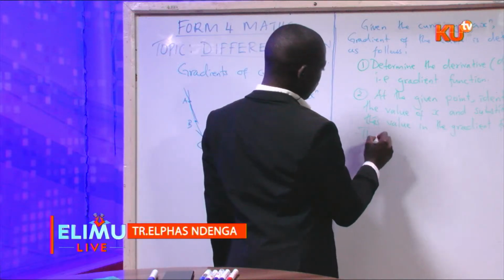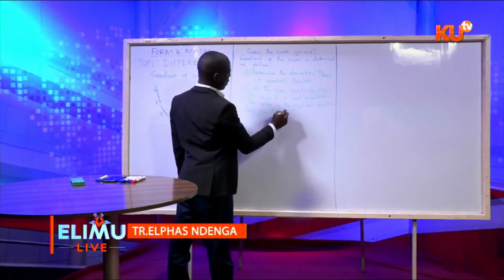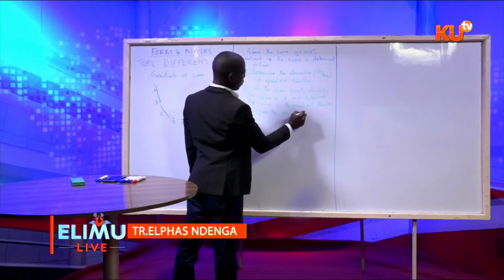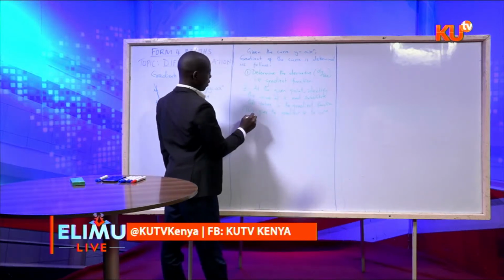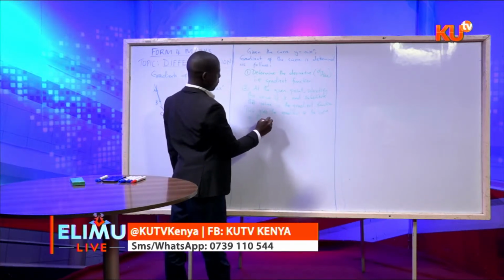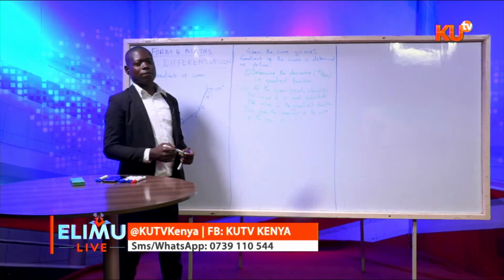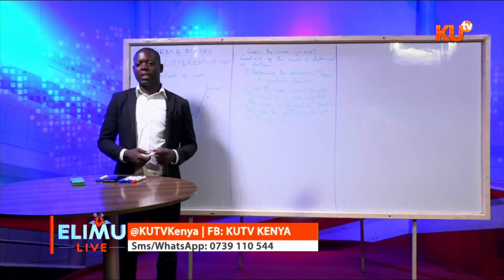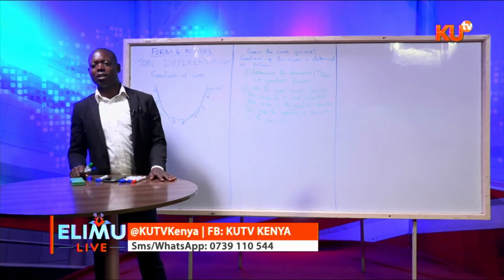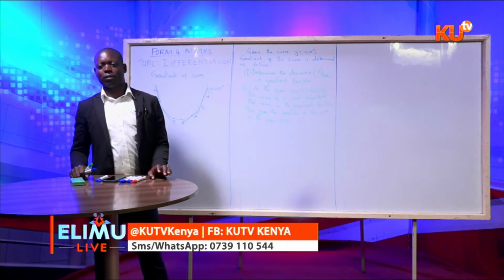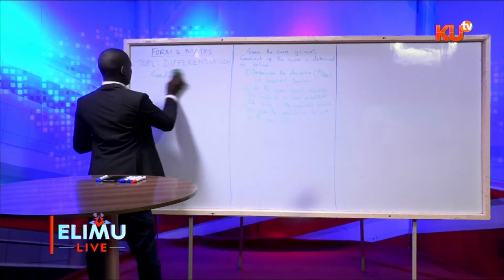This gives the gradient of the curve at the given point. So that is what we shall be doing in the determination of the gradient of the curve at a point.